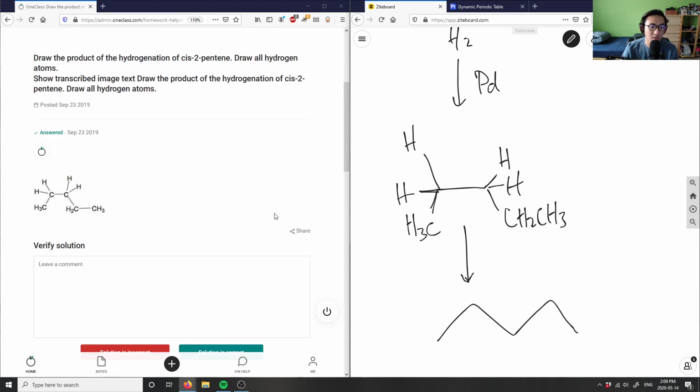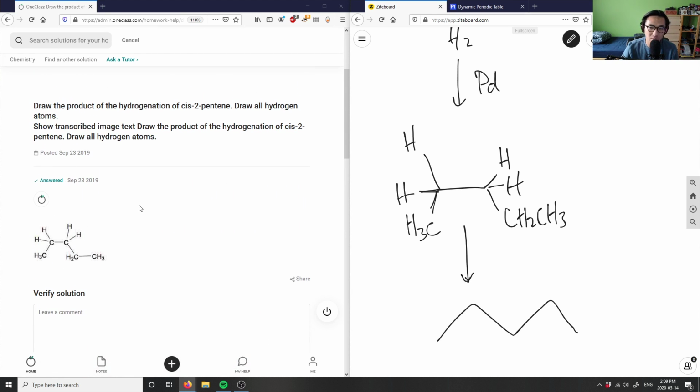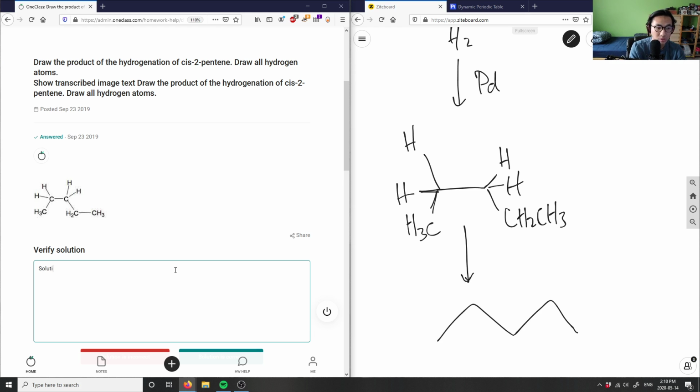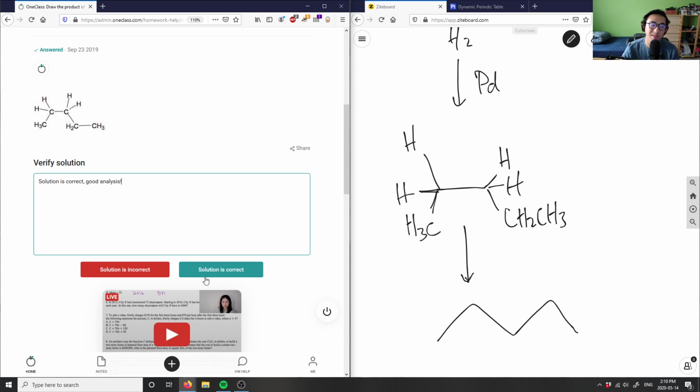And as you can see, this solution here is correct, right? Again, I have 2 hydrogens here, H3C is bonded to this. I have 2 hydrogens, and then I have CH2, CH3 here. So this is correct, because they wanted us to draw the hydrogen atoms, so here we go. So the solution here is correct. It's a good analysis as well. So again, the hydrogenation reaction is simply an alkene heading towards an alkane. I'm hydrogenating, I'm saturating the double bond there with the hydrogens.